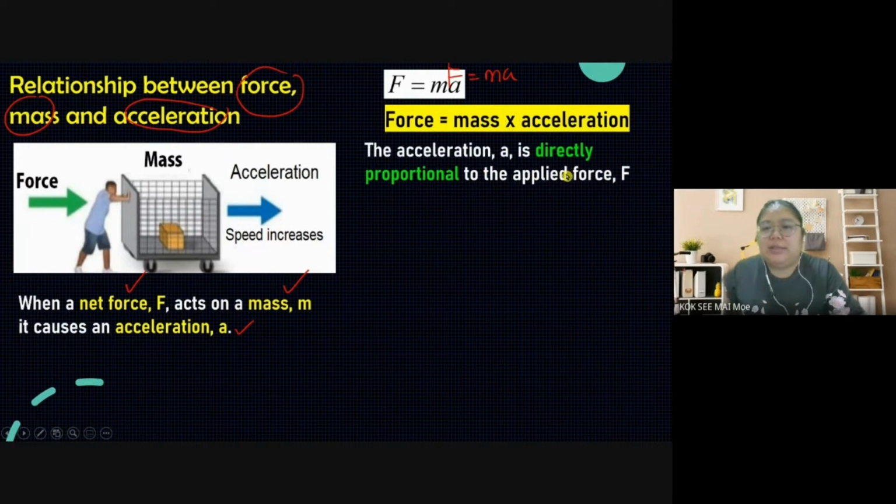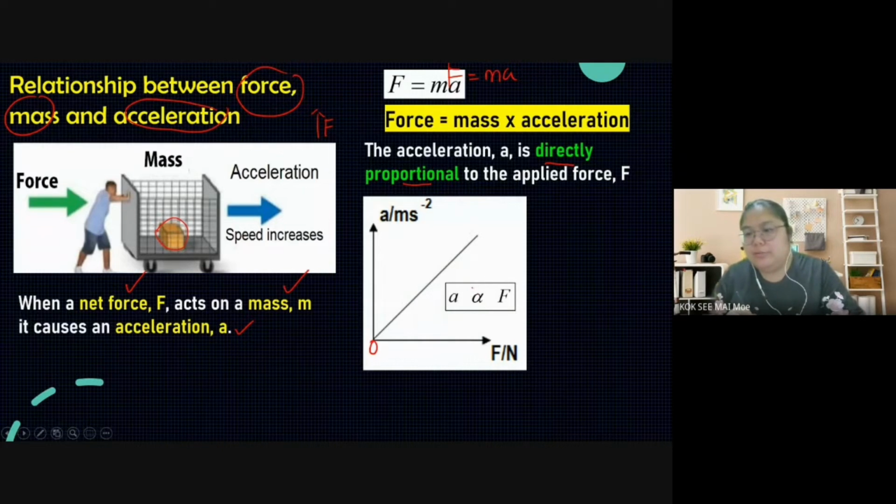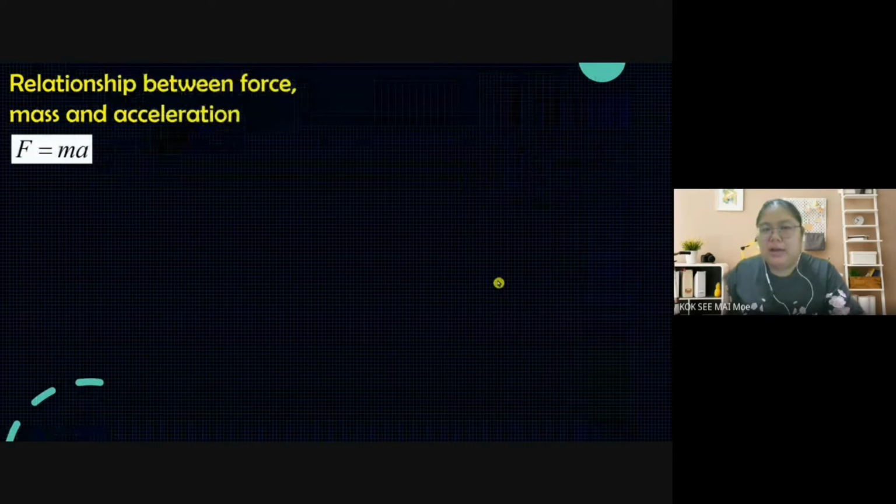The acceleration is directly proportional with the force. That means if I apply a bigger force, what happens? The acceleration increases. The trolley mass is constant, only one box, so if I push with a bigger force, the trolley can go faster. So there is a directly proportional relationship. If I plot the graph of F versus a, it is directly proportional and passes through the origin. Now we're going to see another relationship.